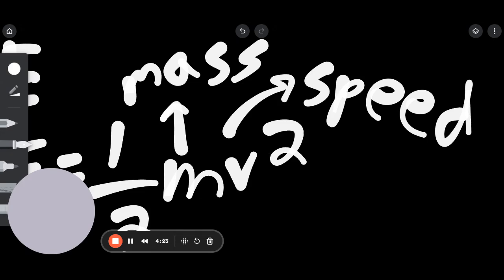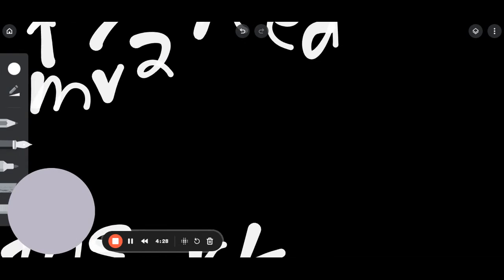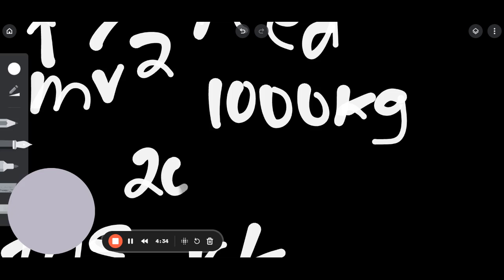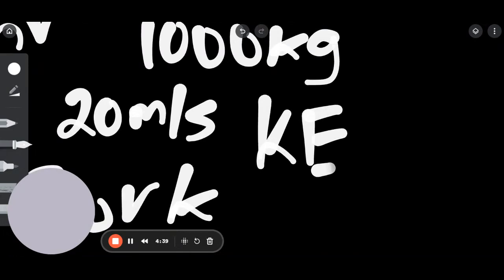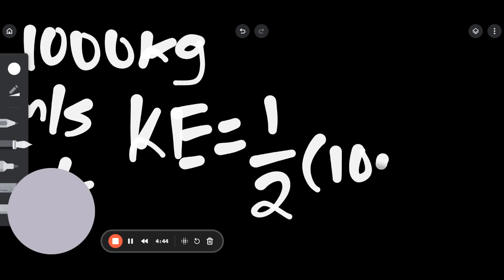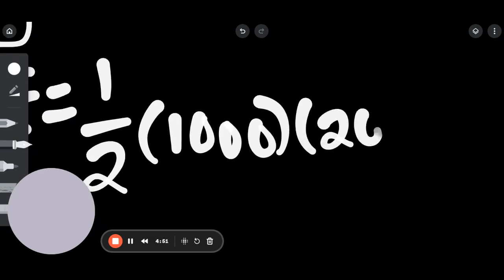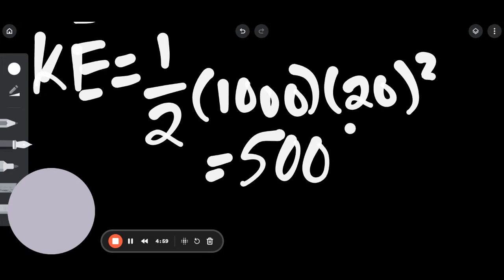Now let's do a quick example. Let's say you have a car that has a mass of 1,000 kilograms and is moving at 20 meters per second. What is the kinetic energy? Well, the kinetic energy is equal to 1/2 times the mass. The mass is 1,000. 1/2 m v squared. V is 20, so 20 squared. Now we know that this is equal to 1,000 divided by 2, which is 500, times 20 squared, which is 400.